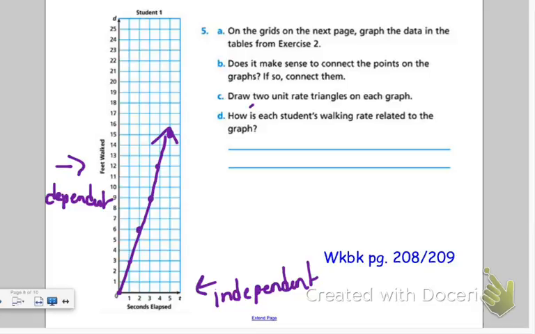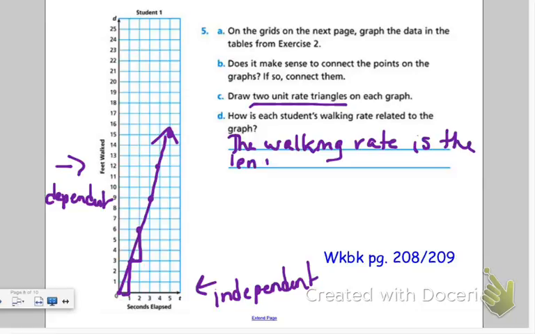And it says draw 2 unit rate triangles on each graph. So here's one unit rate triangle. Here's the other unit rate triangle. So how is each student's walking rate related to the graph? This is really important. You're going to need to know this for maybe a quiz in the future. Basically, the walking rate is the length of the vertical side. Remember, vertical is up and down, of the unit rate triangle.